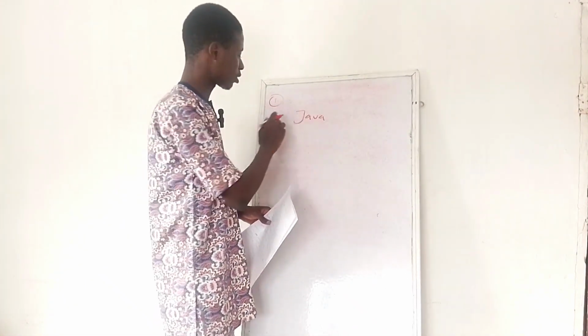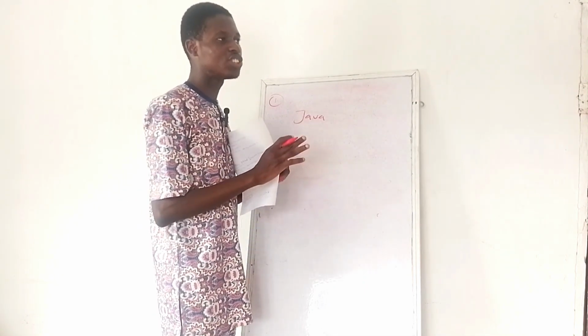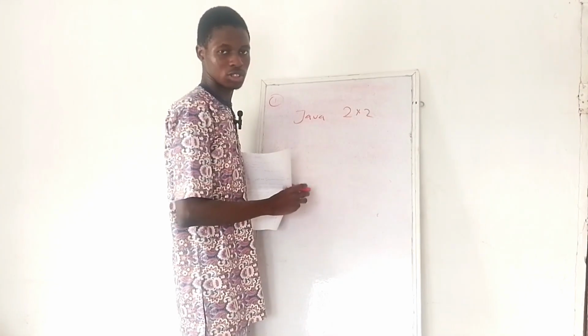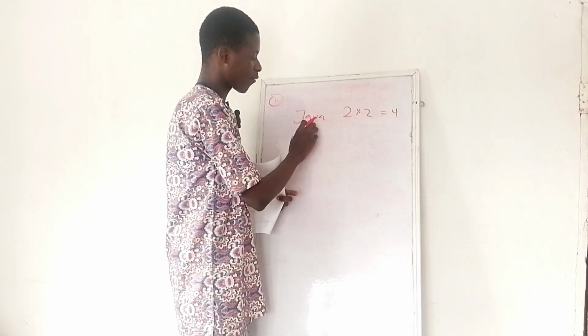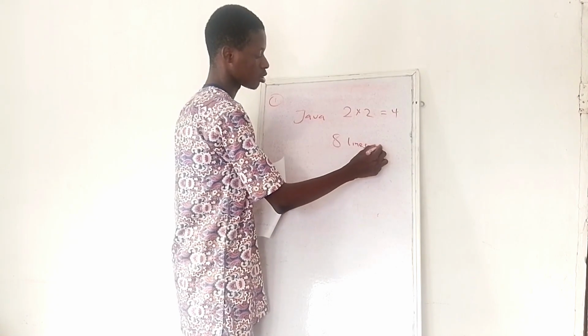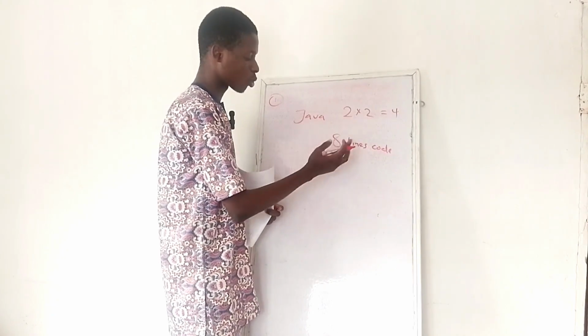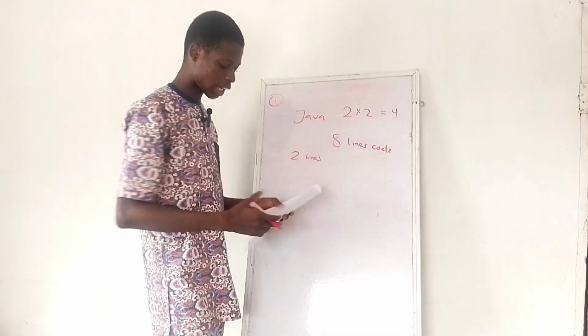But with this Java, if we want to say something like 2 times 2, when that 2 times 2 is equal to what? 4. In Java we might write something like 8 lines of code for us to be able to execute this thing, but in Python we only need what? Something like 2 lines of code. That's why they say that what?